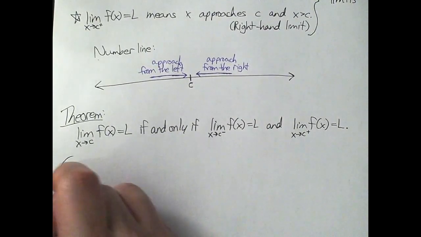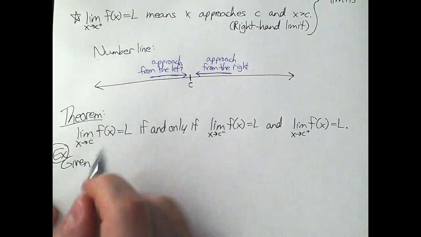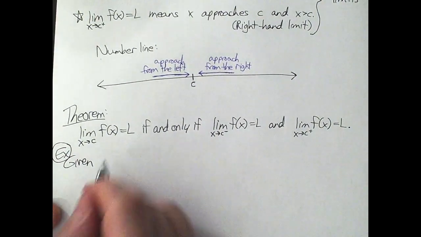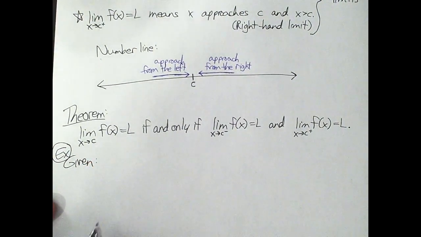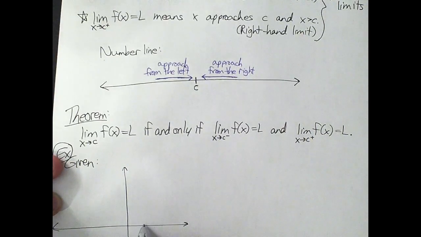Let me show you a little example. This is going to be your example. It's going to be one of these ones where we're given a picture, and then I'll ask a few questions about it. And I think I mentioned this last time, but piecewise functions make really nice examples for limit questions. So we're going to have some kind of weird piecewise function. Formula is not going to be given.